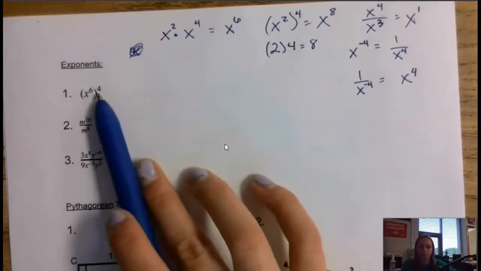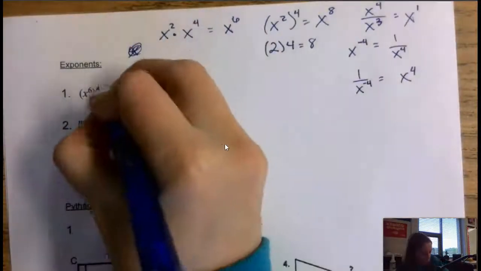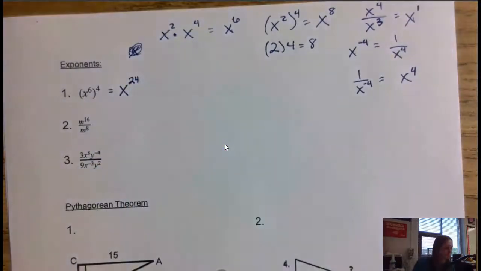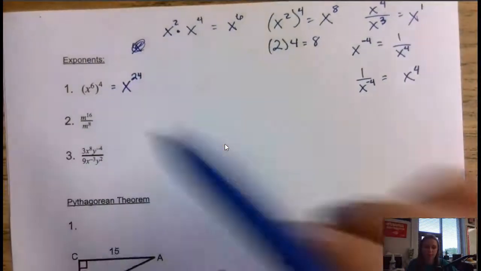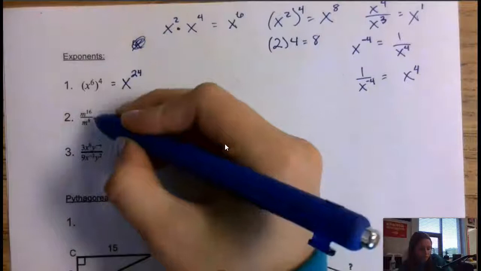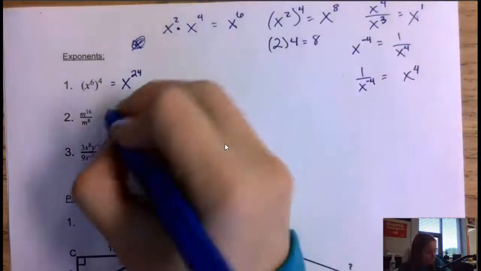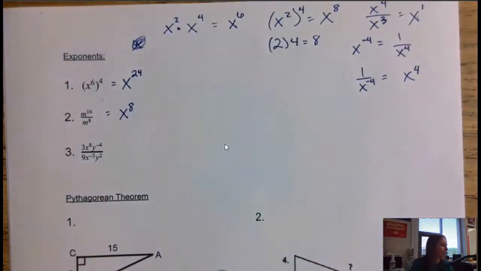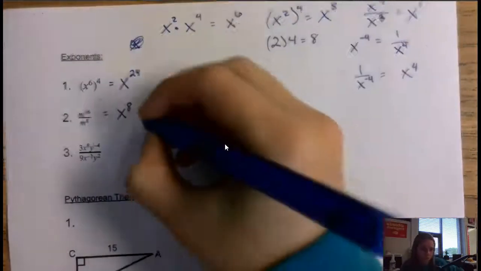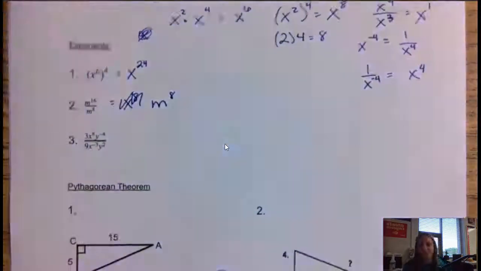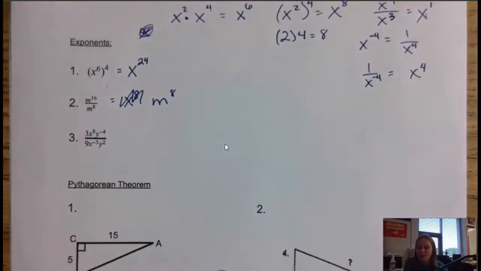Right here, power of a power, multiply, so that'd be x to the 24th. Alright, now these, if you want to pause and then try and do them and see if you get the right answer, go ahead and do that. But here we go. We're dividing with like bases, so you subtract the exponents. So we'd have x to the 8th. Just kidding, that's an m, but still, sorry. I got the variables mixed up, my bad. Okay, now this last one.